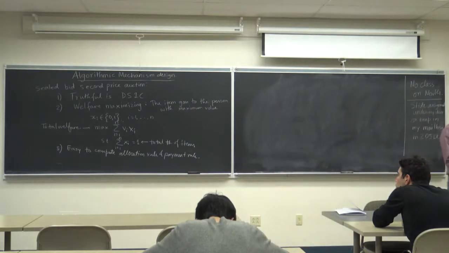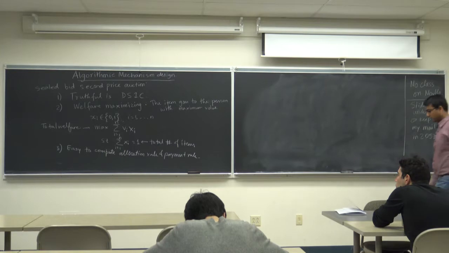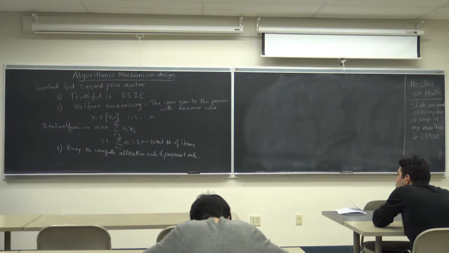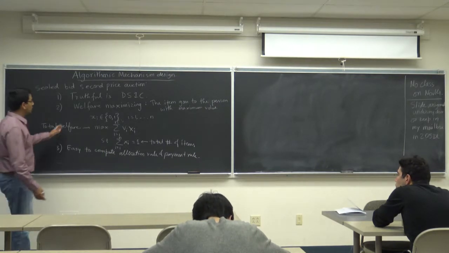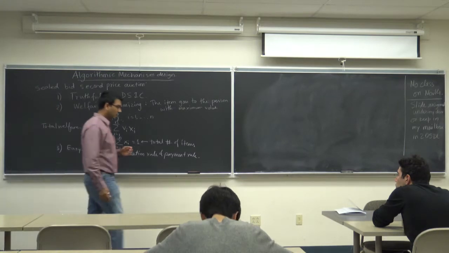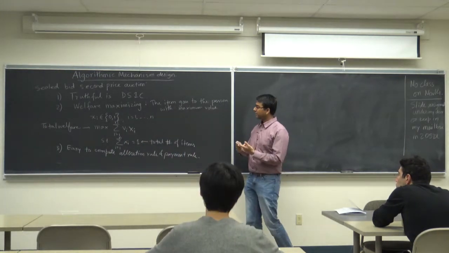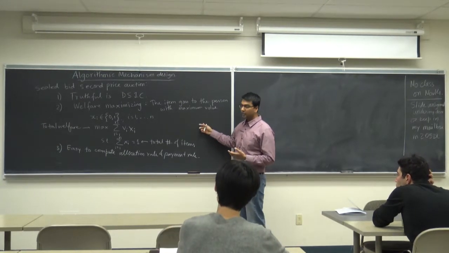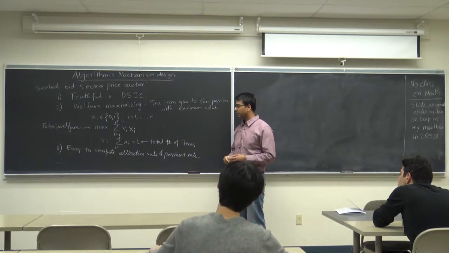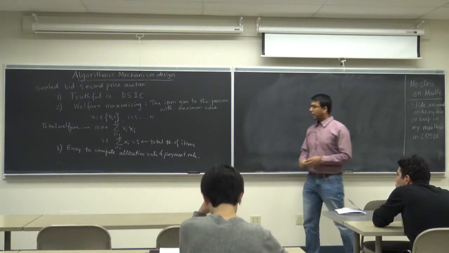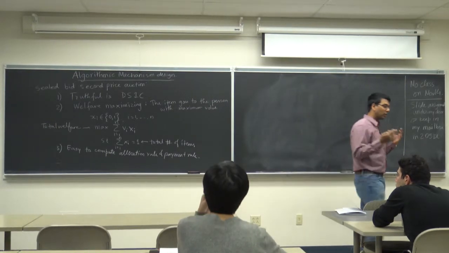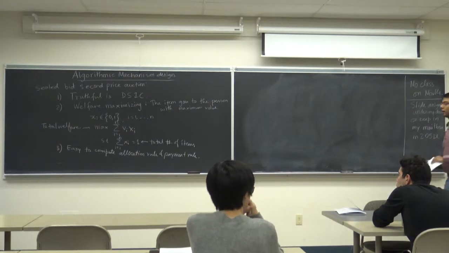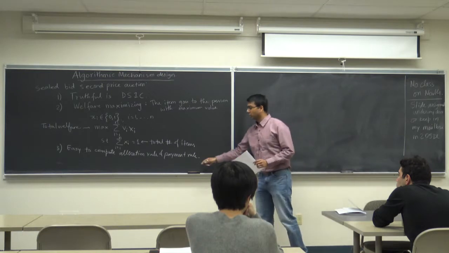So if you want to implement an auction in, let's say, Google or Facebook or Yahoo or Bing or Amazon Cloud, it's good to have these properties. DSIC, dominant strategy incentive compatible, so everybody is going to be truthful. Welfare maximizing, so you are going to produce the maximum value for the bidders. And easy to compute allocation and payment rules, so you don't have to do a lot of data crunching or solve a lot of optimization problems in order to figure out how to allocate objects and process the payments.